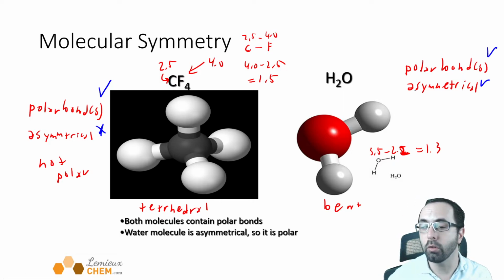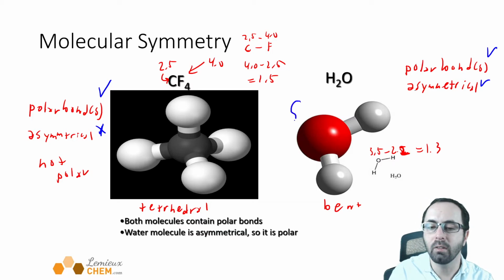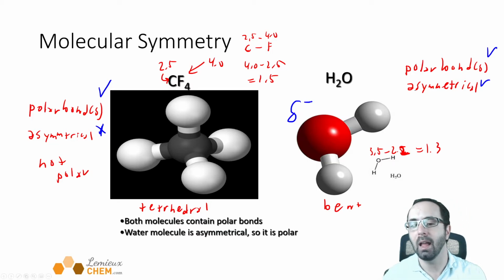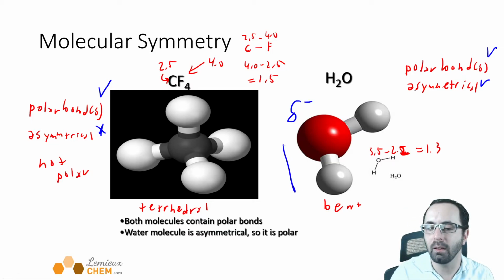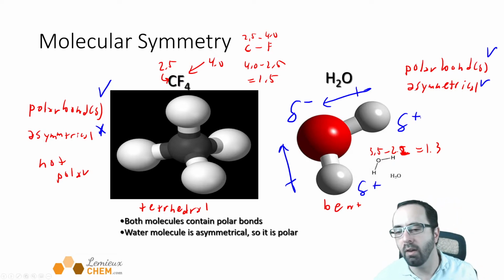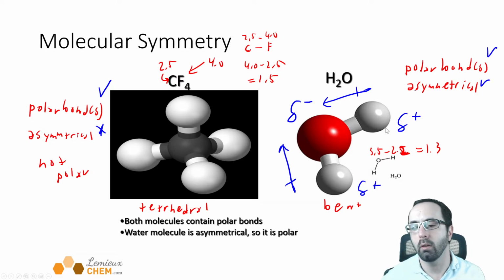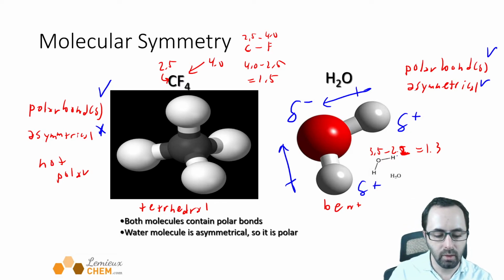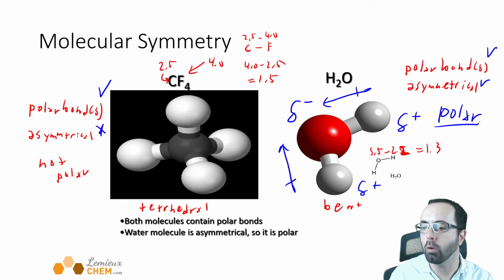And oxygen pulls on its electrons much harder. So the result is that the oxygen side of the molecule is going to have a negative partial charge because the electrons are being pulled in this direction towards the oxygen side of the molecule. And the hydrogen side of the molecule will have a partially positive charge due to the fact that the electrons are being pulled away from the area where the hydrogen is. So the result is that this molecule is polar. This is a polar molecule, water.